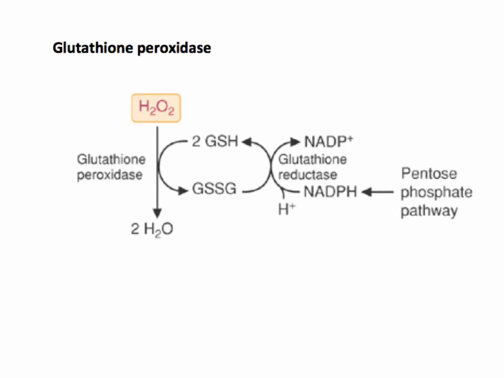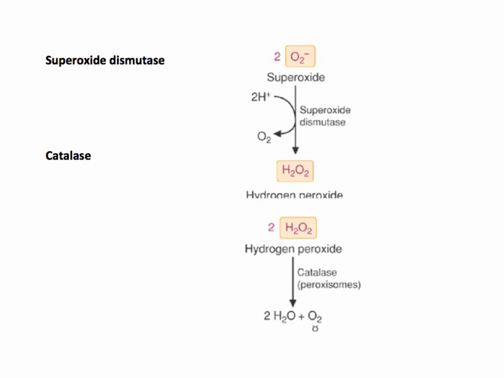Now let's look at some mechanisms by which we defend against oxidative damage. Glutathione peroxidase is a key enzyme in the elimination of harmful peroxides. This enzyme requires selenium for activity. Glutathione peroxidase uses the reducing power of glutathione to convert hydrogen peroxide to water. Now recall that the pentose phosphate pathway provides reduced NADPH to maintain reduced glutathione.